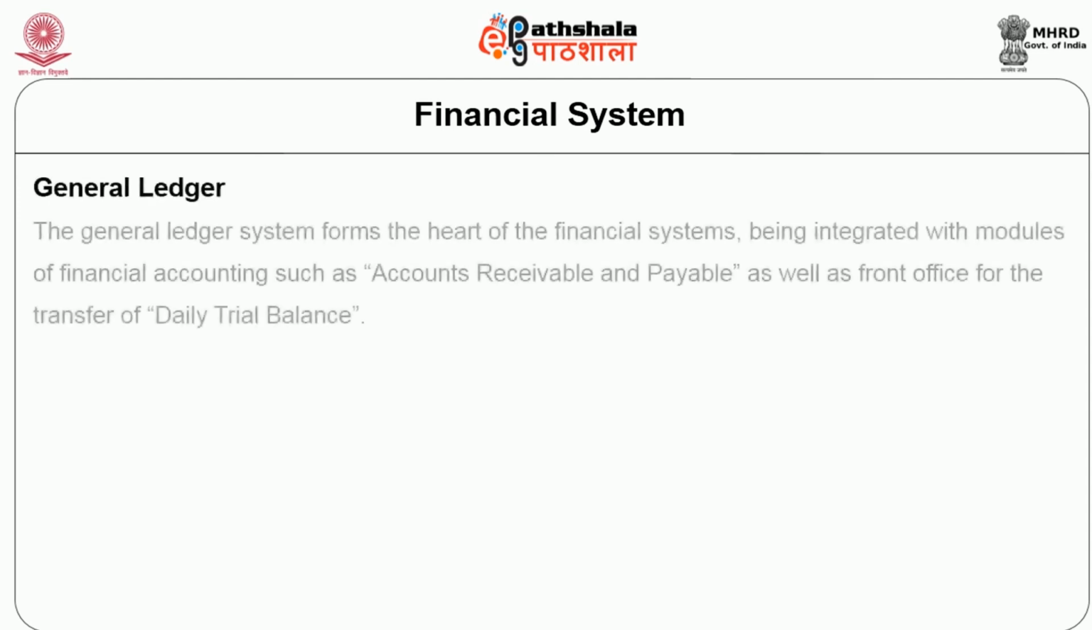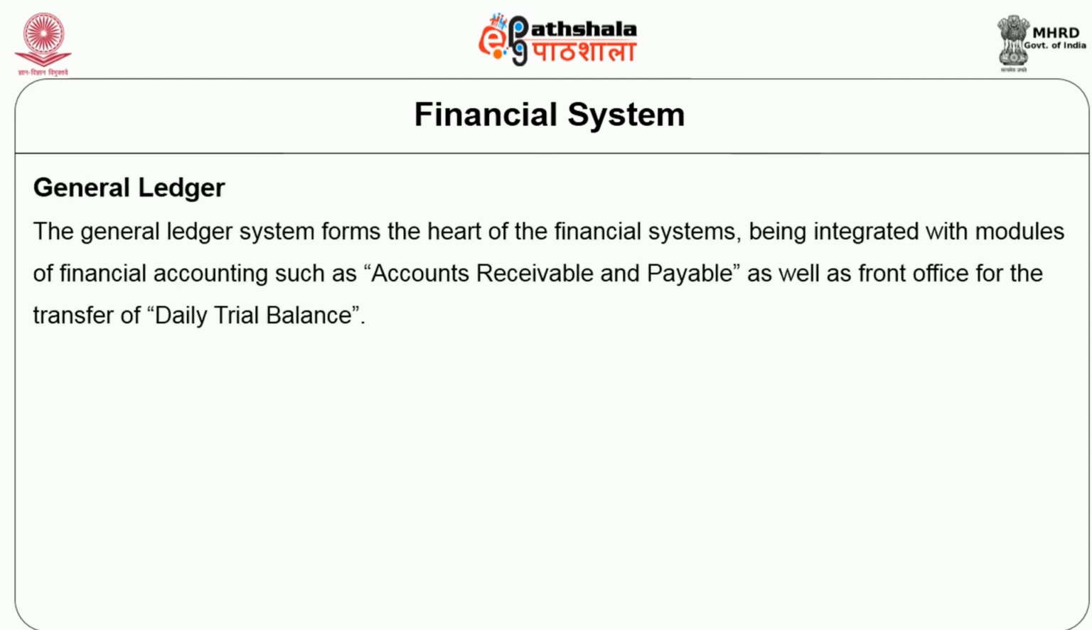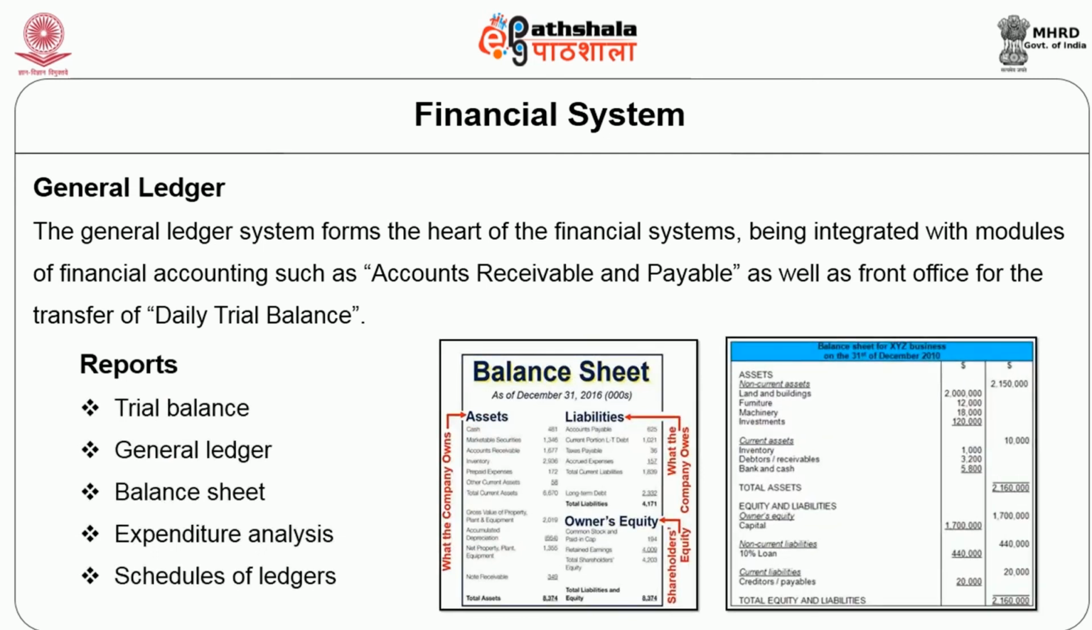Next is the financial system. First one is the general ledger. The general ledger system forms the heart of the financial system, being integrated with the modules of financial accounting such as accounts receivable and payable, as well as the front office for the transfer of the daily trial balance. Reports maintained here are, first, the trial balance. The trial balance shows the total of credit and debit transactions, so the total should tally. If it doesn't tally, that means there is some error in it, so we have to recheck it.